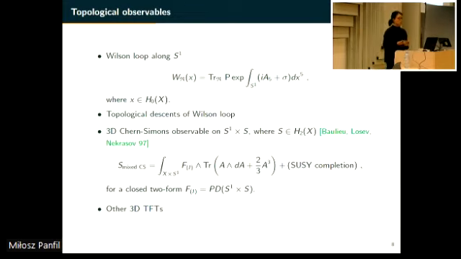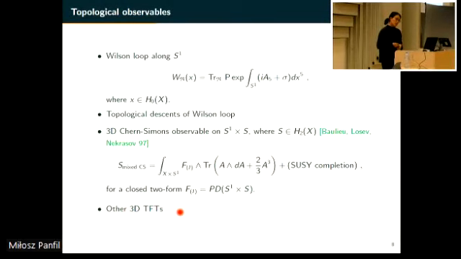And we can also consider a topological descent of this Wilson loop to obtain some higher dimensional topological observables. One more interesting observable that we can think of in five dimensions is this 3D Chern-Simons-like observable that is defined on a three-manifold of type S1 cross S, where S is a certain two-cycle in the four-manifold. Okay. Note that this mixed Chern-Simons term that we introduced at the beginning of the talk can be thought of as a term that realizes this 3D Chern-Simons observable if we consider the closed two-form F_I to be the Poincaré dual of the three-manifold S1 times S. Okay.